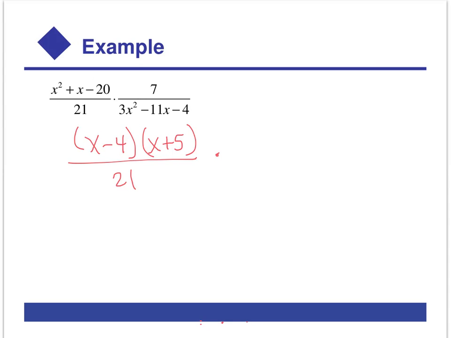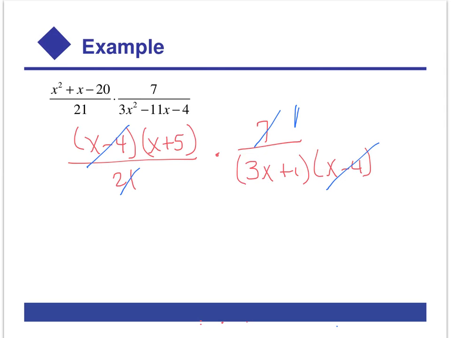Times 7 over, let's factor this, we get 3x plus 1 times x minus 4. Now let's see if there's anything that we can start canceling. Alright, x minus 4 looks like it can cancel. 7 goes into 7 one time, 7 goes into 21 3 times. So now it looks like we're left with x plus 5 over 3 times 3x plus 1. Now don't put it back together, just leave it as it is. And that's the end of chapter 6, section 1.